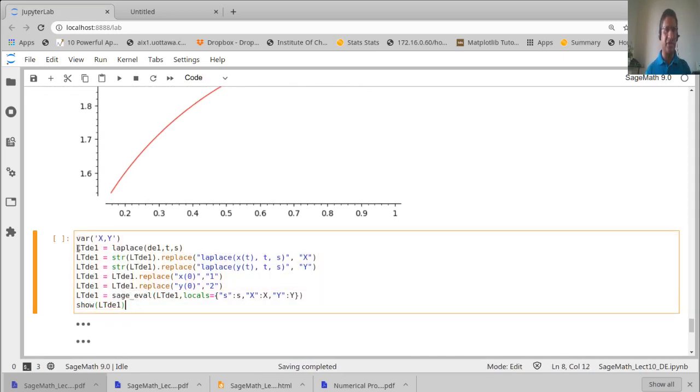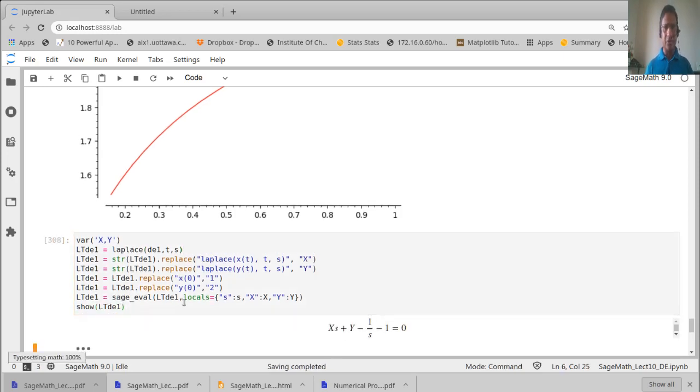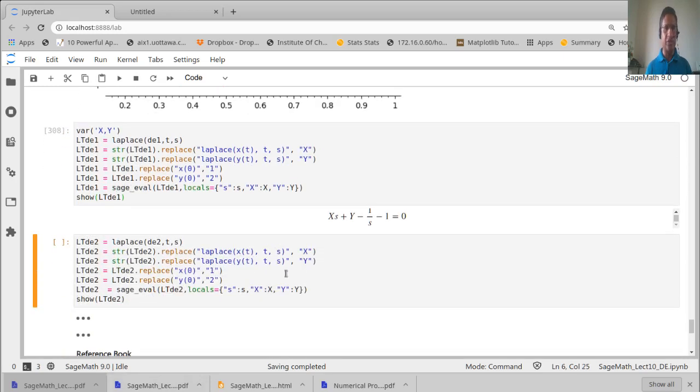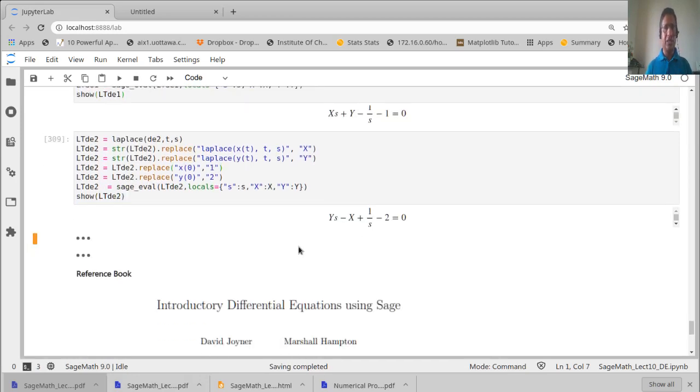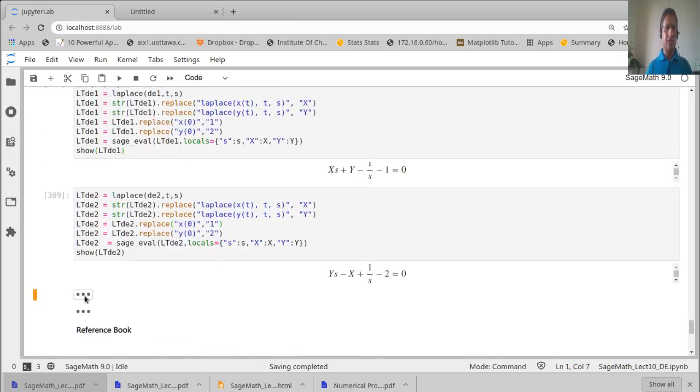Now let us apply Laplace transform to each one of them. So first is differential equation 1, apply Laplace transform, and all these steps that I did in the previous one, I have combined together in one. And then when you take the Laplace transform of the first equation with initial conditions etc., this is the equation you get: X times s plus Y minus 1 upon s minus 1 is equal to 0. And similarly you can do it for the second equation, that is this.